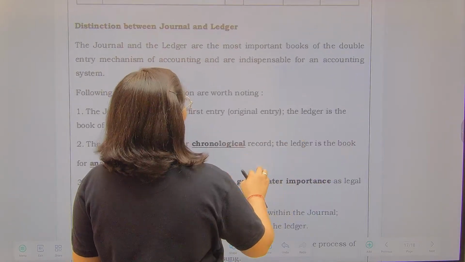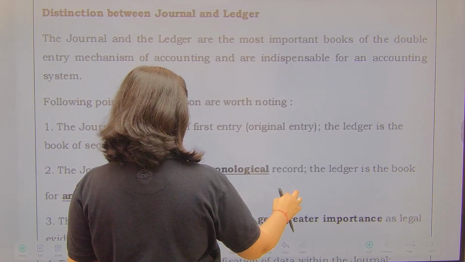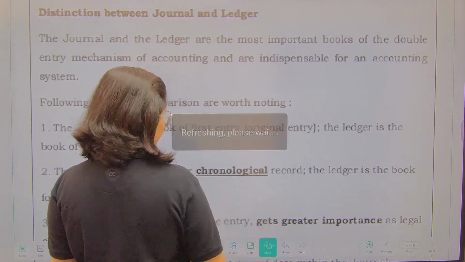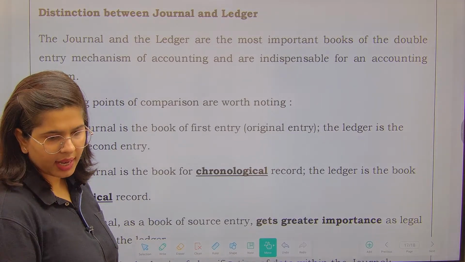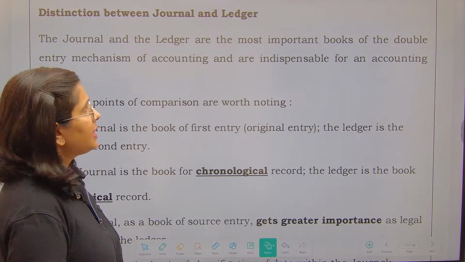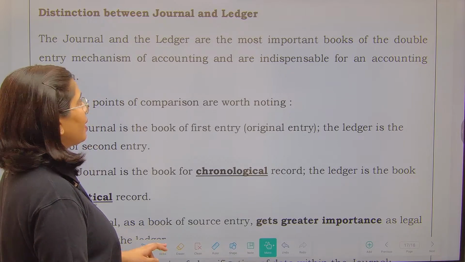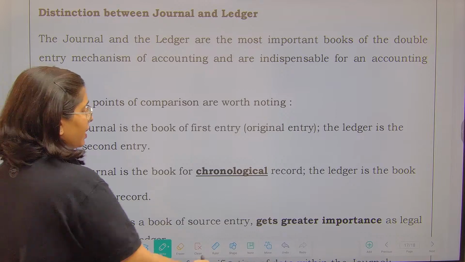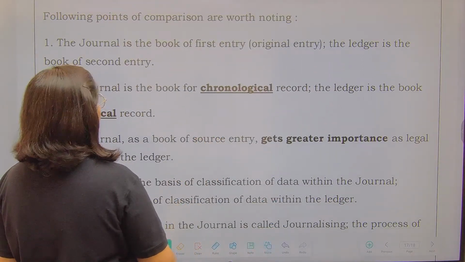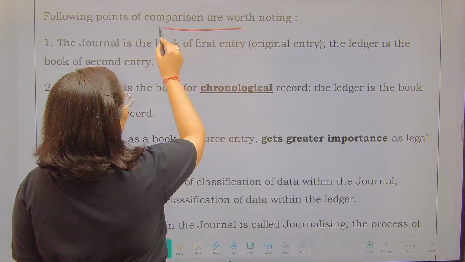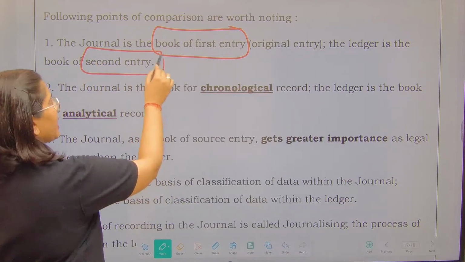Now, a few of the distinctions between the journal as well as the ledger. Let's see that. Very important, because I found this piece of information important. That's why I have included it. See, journal and ledger, these are the most important books of the double entry mechanism, right? Now, there are some differences as well. We are going to see the differences one by one. Number one, journal is called the book of first entry. The ledger is the book of second entry.